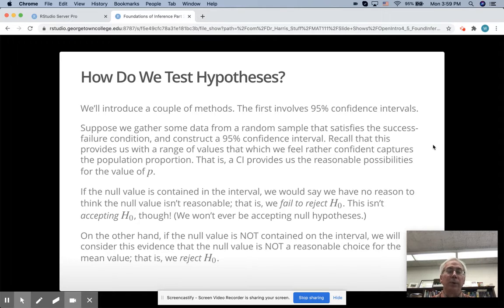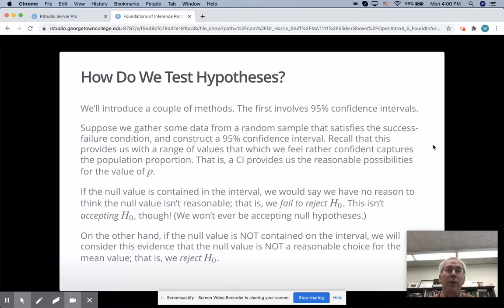So again, if we have a confidence interval constructed, we're just going to ask, is my null value on the confidence interval? If yes, then we're going to fail to reject the null hypothesis. We're going to say that we didn't find evidence that the null hypothesis was wrong. So in particular, we're never, ever, ever going to say we accept the null hypothesis. Please, in your write-ups, don't do that.